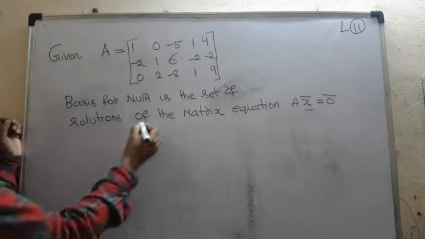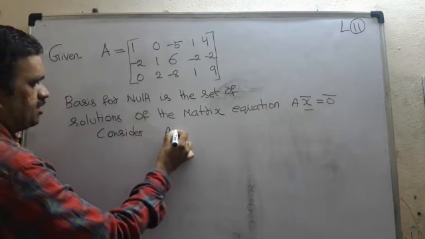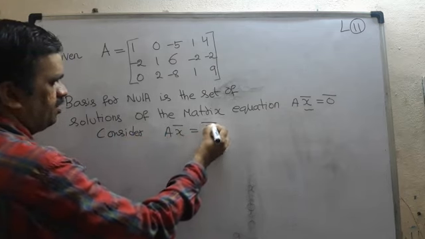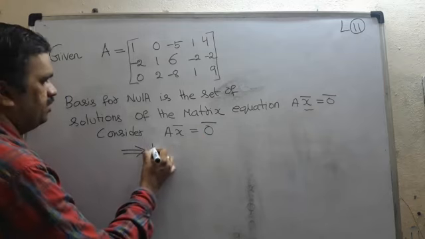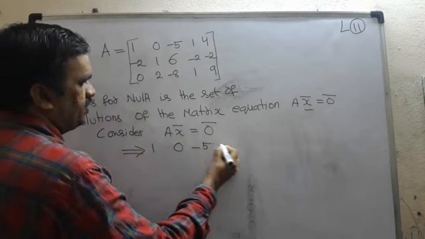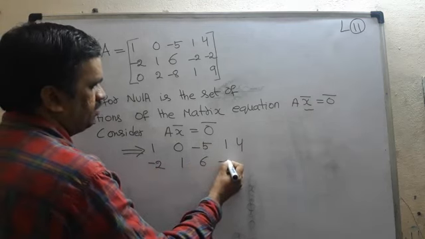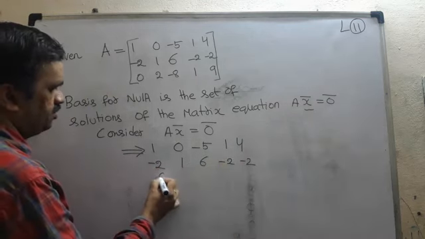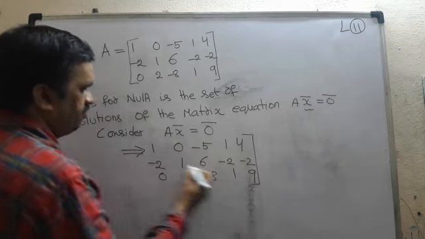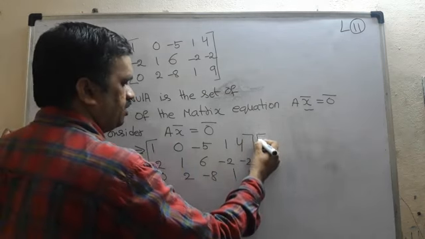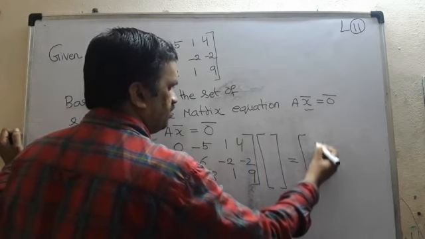Consider Ax bar is equal to 0 bar. Write matrix A first: 1, 0, minus 5, 1, 4, minus 2, 1, 6, minus 2, minus 2, 0, 2, minus 8, 1, 9. X bar is a column matrix, equal to the zero matrix, which we write again.